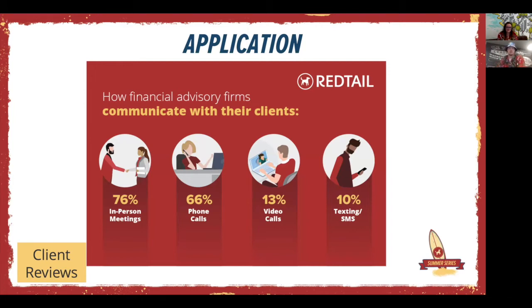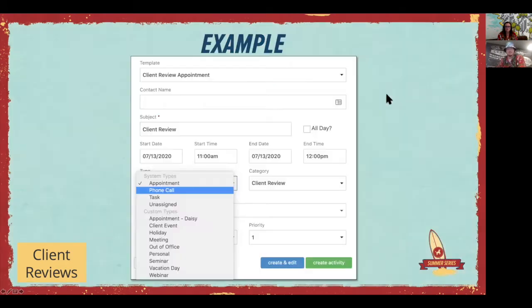All right, so here's the application. Here were the actual results. We found that 76% of people are communicating most often with in-person meetings, 66% via phone calls, 13% via video calls, and only 10% via texting. So whatever form of communication you're using, you're going to want to make sure that you're tracking those in your Redtail CRM using the activity type. The activity type refers to the medium in which the meeting is going to take place.